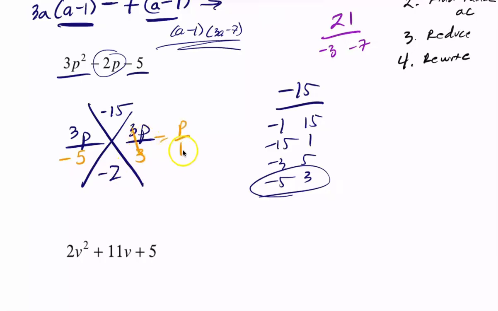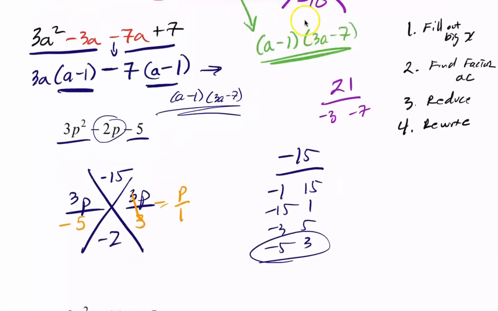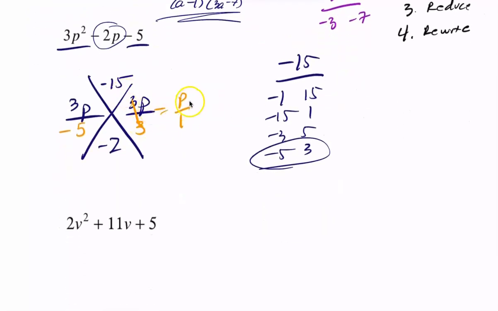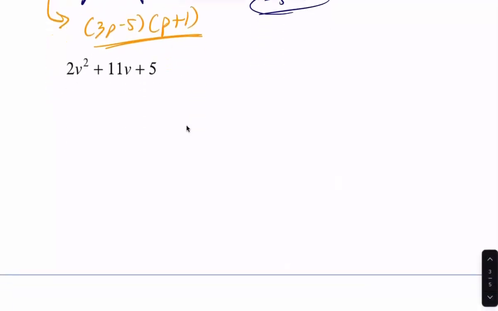Notice I left it over 1 because when I rewrite it, I want to have a 1 there. So don't just give me p. And then we're done: 3p minus 5, p plus 1. And there you go. So much faster. I'm going to do it one more time.